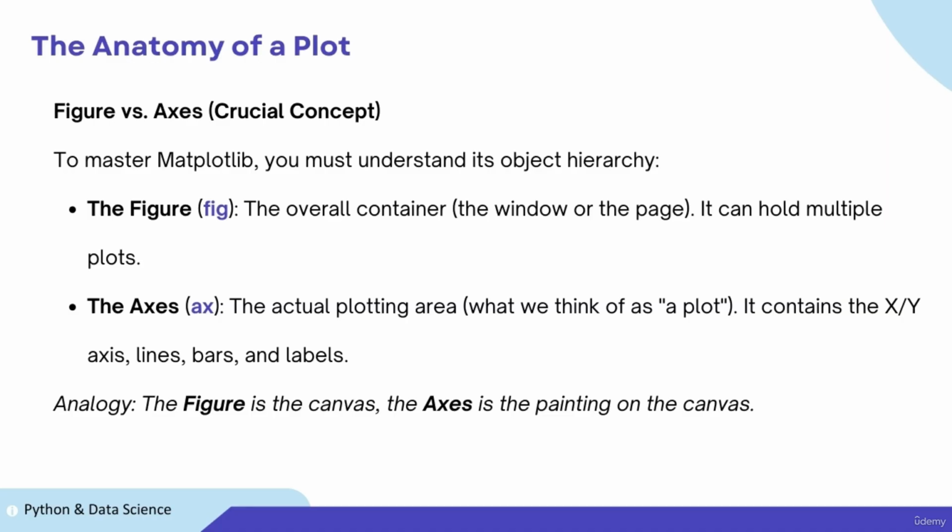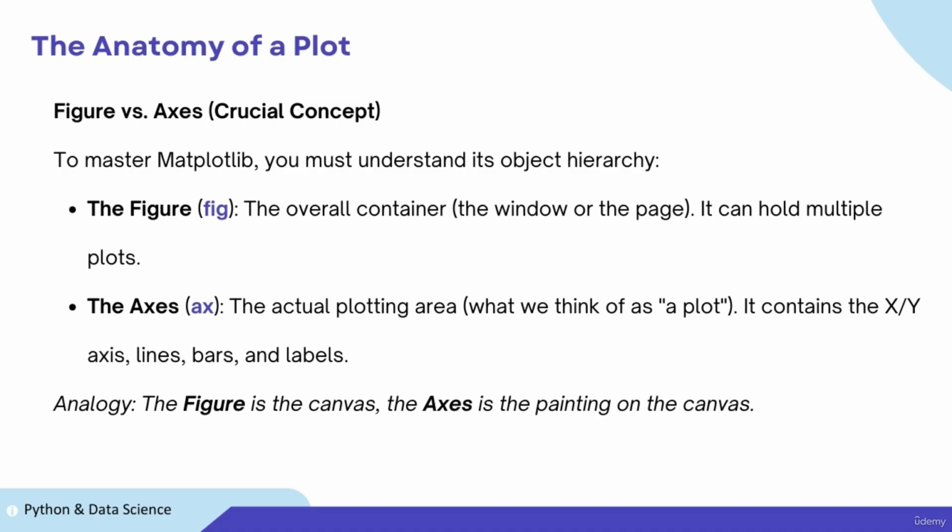This is the most critical slide in the entire course. To master Matplotlib, you must understand its object hierarchy. Think of it this way. We have two main objects. First, there's the figure. This is your overall container. Imagine it as the blank canvas or the window itself. It holds everything. Inside that, we have the axes. This is what we visually think of as the plot. It contains your x and y axis, your lines, your bars, and your labels.